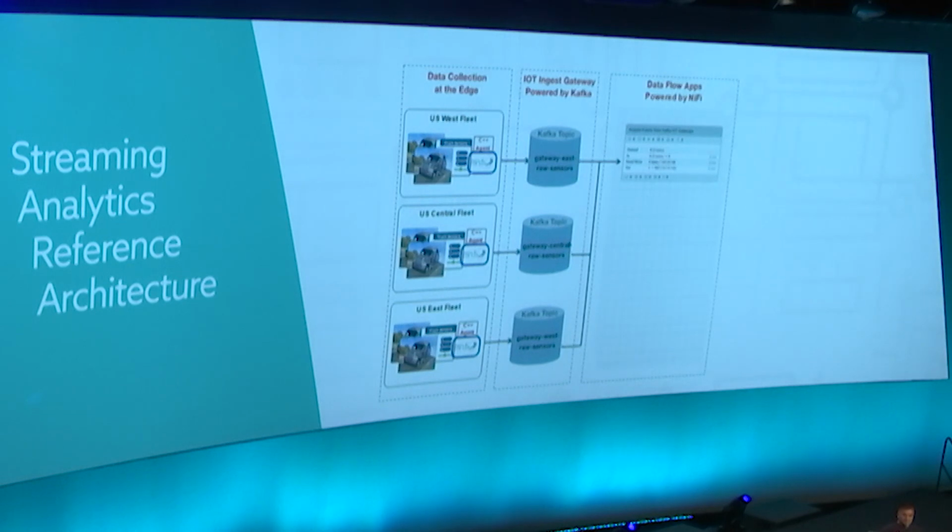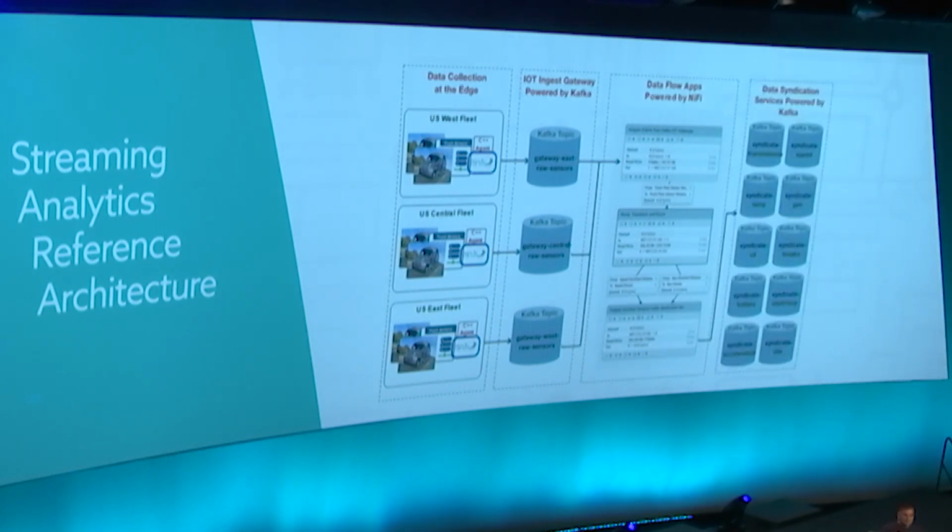Next, we see things like Apache NiFi consume those streams of events from those IoT ingress gateways, routes, filters, transforms, enriches, and delivers that to a set of what we call syndication services. More and more customers are setting up these syndication services. What is that? So syndication services are these syndicated topics where you have normalized views of your streaming data that is easier to consume by your downstream applications, right?